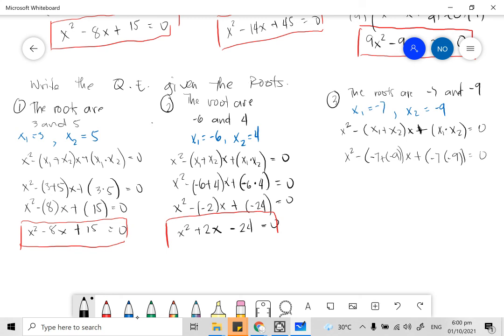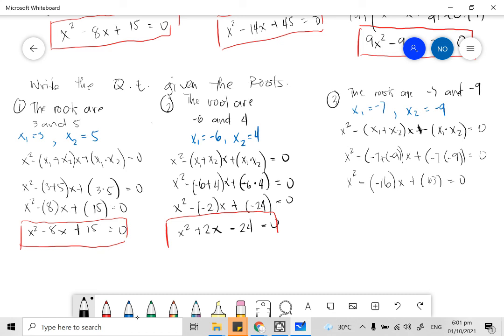Alright, now let's solve. Negative 7 plus negative 9, ang sagot yan ay negative 16, x plus negative 7 times negative 9, ang sagot yan class ay 63. Sorry, 63 pala. Alright, positive 63 equal to 0.